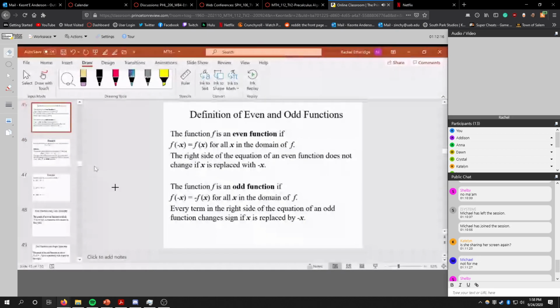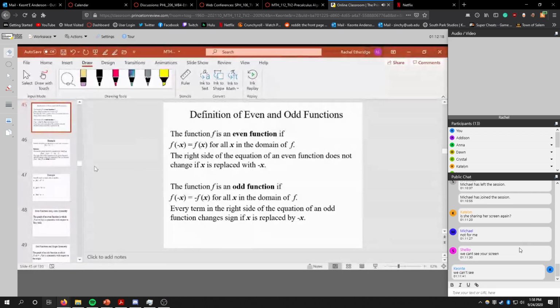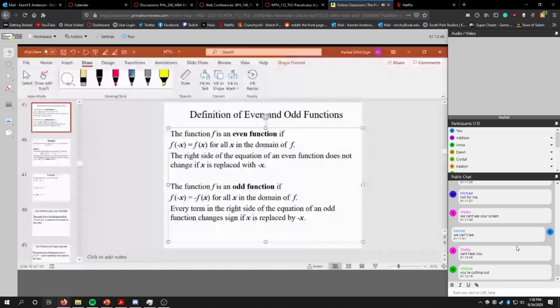Okay, so this is what I was doing, and you have access to these too. You can go back and get these from the module if you don't have them printed and you would like to print them, or you can take notes from them, whatever you want to do. But this is the definition of an even function. So when you plug a negative x in for x, you still get the same function. And if you plug a negative x into a function, you'll get the negative of the function if it's odd.